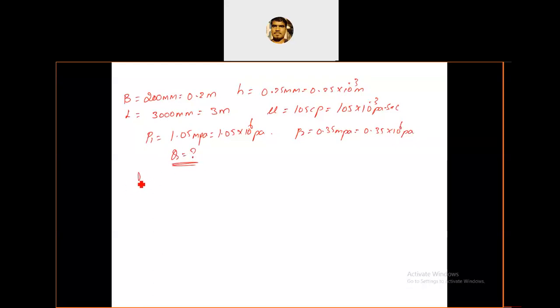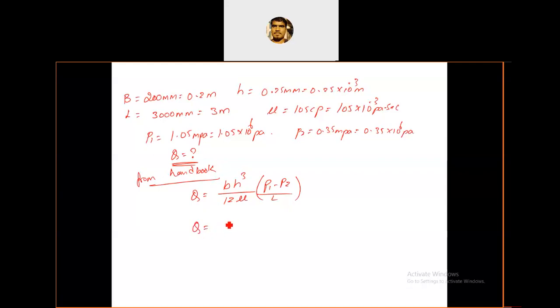And from the data, Q is equal to B H cube by 12 mu, times P1 minus P2 by L. This is the equation, and Q is what we are going to find out.